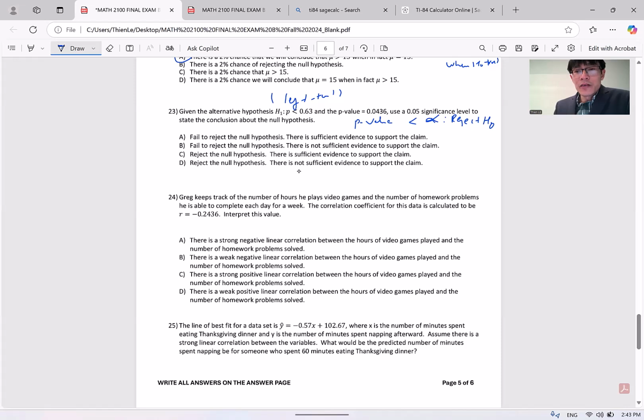You just compare that with the significance level alpha. In this case, your P value is 0.0436, and for sure it's less than 0.05, which means you reject the null, okay? And when you reject the null, you have enough evidence to support the claim, right? So we call this a happy ending. You suggest something, you collect data, and you find out you can reject the null and support your claim. So it will be C. There is sufficient evidence to support the claim.